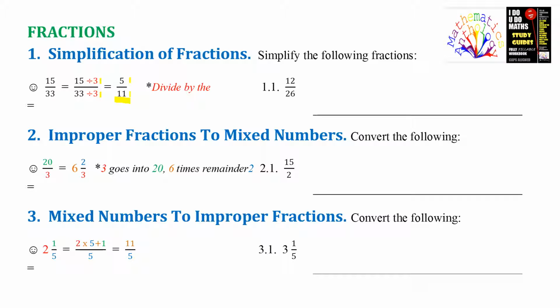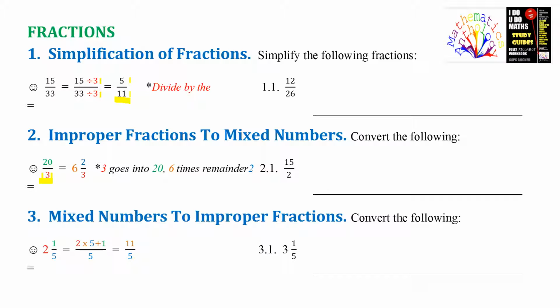We can now look at improper fractions to mixed numbers. So let's convert the following improper fractions into mixed numbers. So we are given here 20 over 3 as our improper fraction. To convert it to a mixed number, you start with the denominator of 3, and you ask yourself, how many times can 3 go into the numerator 20? So how many times can 3 go into 20?